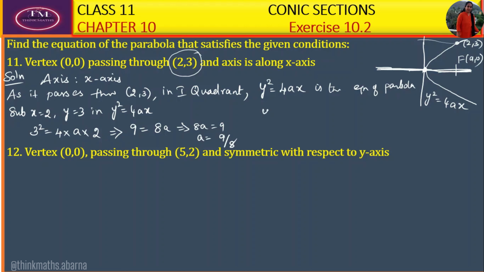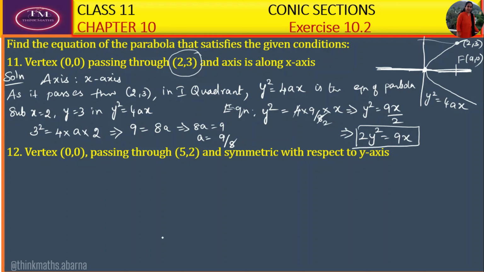So therefore, what is the equation? So the equation is y square equal to 4 into 9 by 8 into x. So 1 fours, 2 fours. So this is nothing but y square equal to 9x by 2. So cross multiplying we will get 2y square equal to 9x. So this is the required equation. Clear? So next one, last one.